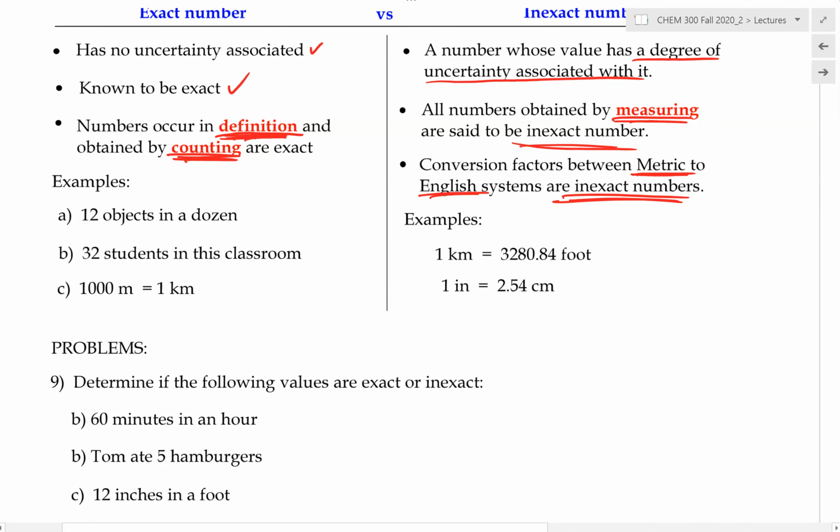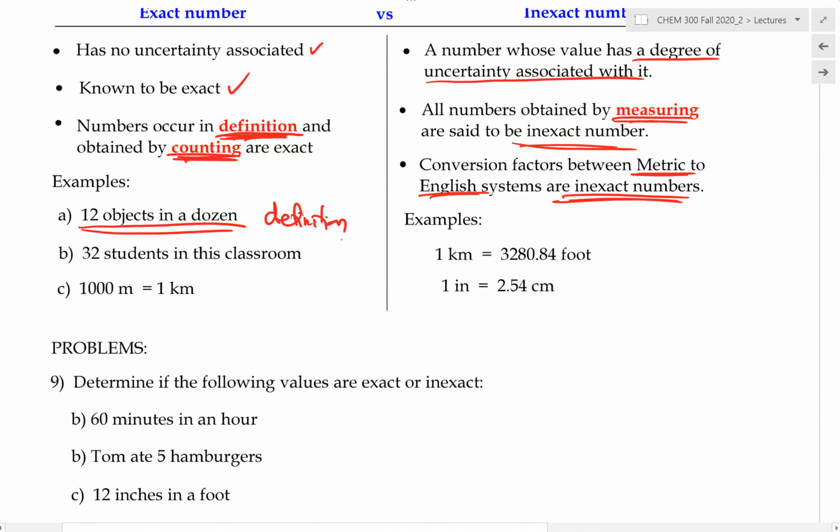Now let's go over some examples right here. So first, exact value, 12 objects in a dozen. This is an exact number. Why? Because this comes from the definition of what a dozen is. A dozen would always equal 12. We'll never have a dozen that is equal to 11 or 13, right? So a dozen is always equal to 12 because that's the way we defined it. So therefore, it is an exact number. And again, because this comes from definition.